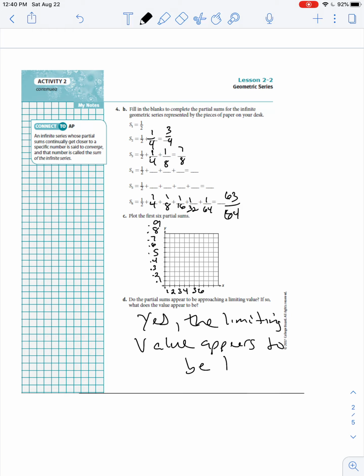And so what happens is, as we tore the first time, we were up here at 0.5. The second time we tore, we got 3/4, so that was 0.75. So that jumped up to here. And then the third time it was 7/8.